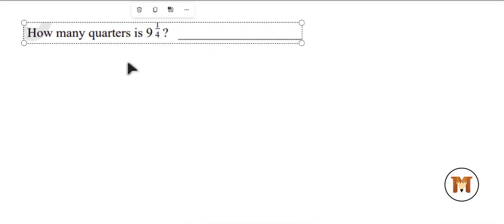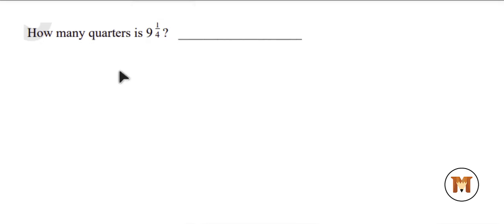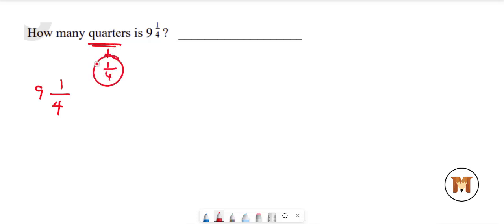So this is the question now. You have 9 as a whole number, and the fractional part is 1 over 4. Now just read the question: how many quarters? How can you represent a quarter? The quarter is 1 over 4. So 1 over 4 is here. That's 1.